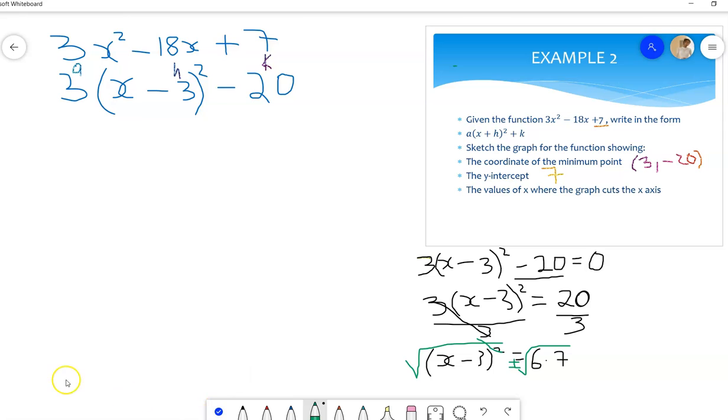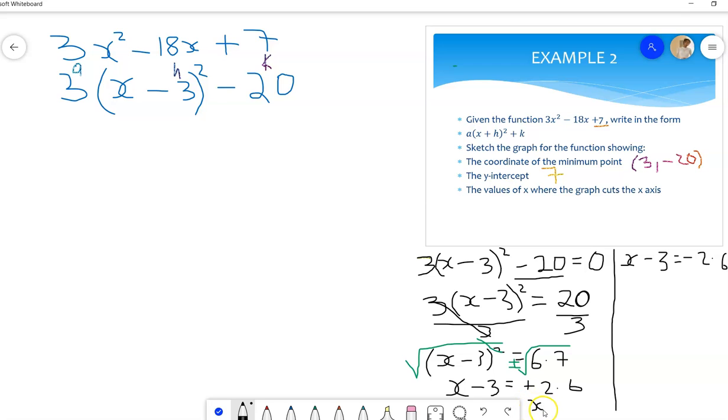So the bracket is gone. The square root of 6.7 is 2.6. So that means we're going to have x minus 3 equal positive 2.6 as well as x minus 3 equal negative 2.6. And then we proceed to solve each equation to get the values of x. We transpose the negative 3, and it becomes positive. So right here, x would be equal to 3 plus 2.6, so that would be 5.6. And over here, we would have negative 2.6 plus 3, so I believe that would be 0.4. So x equals 0.4.